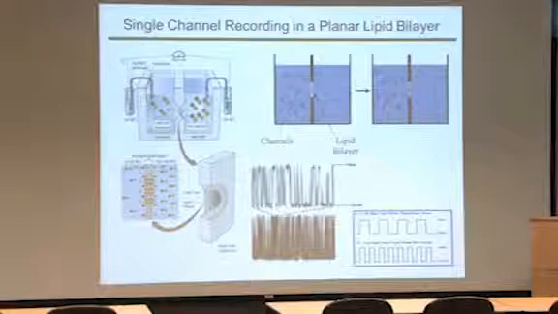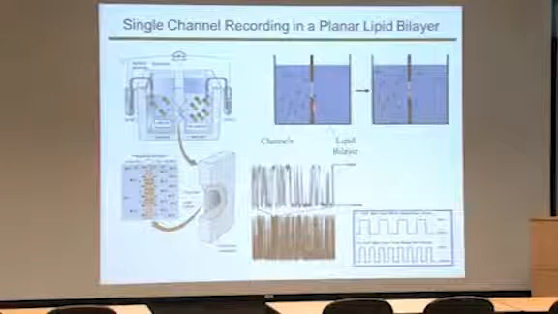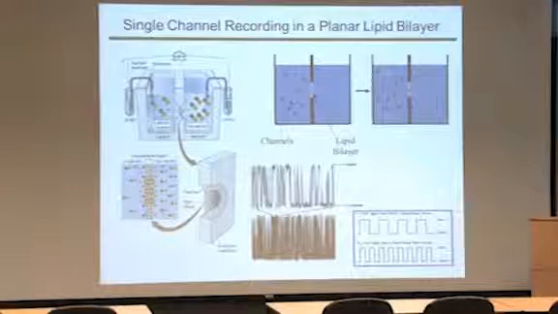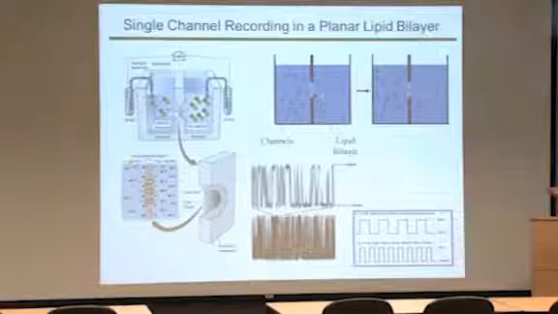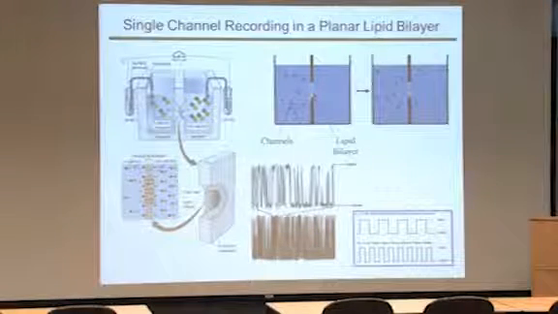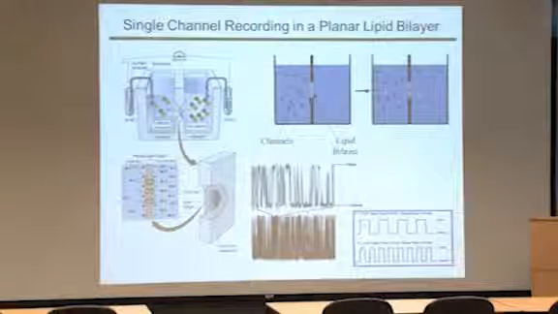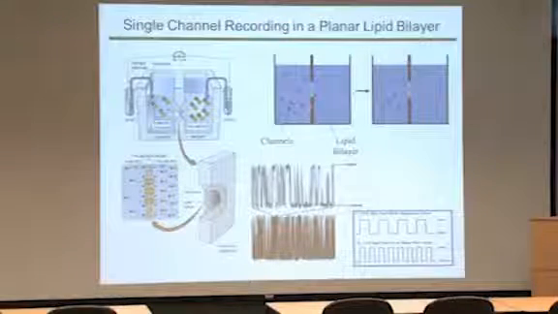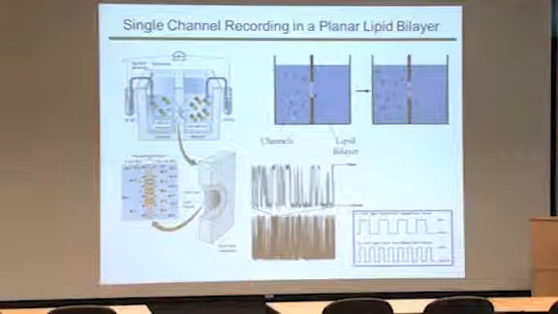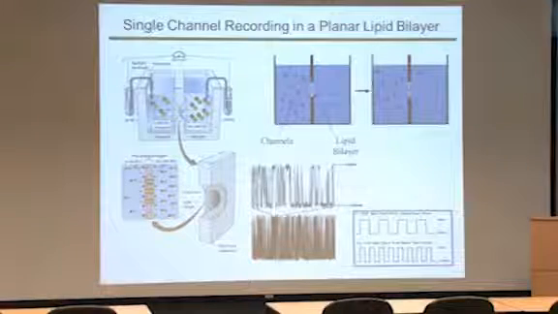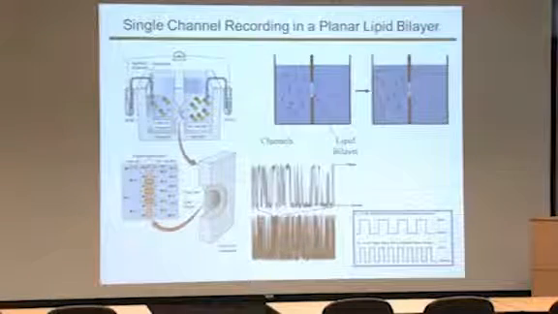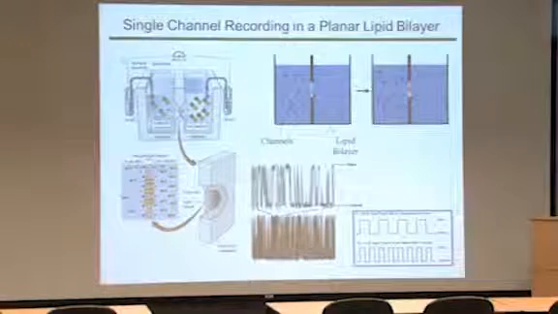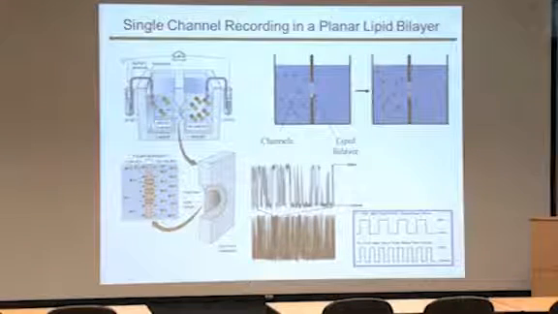In these experiments, you have a chamber that's divided in half. The divider has an aperture in it, a very small hole, maybe 100 to 200 microns in diameter. You fill both sides of the chamber with your recording solution. Then you actually paint lipid over this aperture. Initially, you have a little glob of lipid there. The lipid will spontaneously thin to a bilayer. You add channels, either sarcoplasmic reticulum vesicles or purified channels, to one side of the bilayer, and you stir. Eventually, one of these channels will incorporate into the lipid bilayer. So you have a single channel in the bilayer.